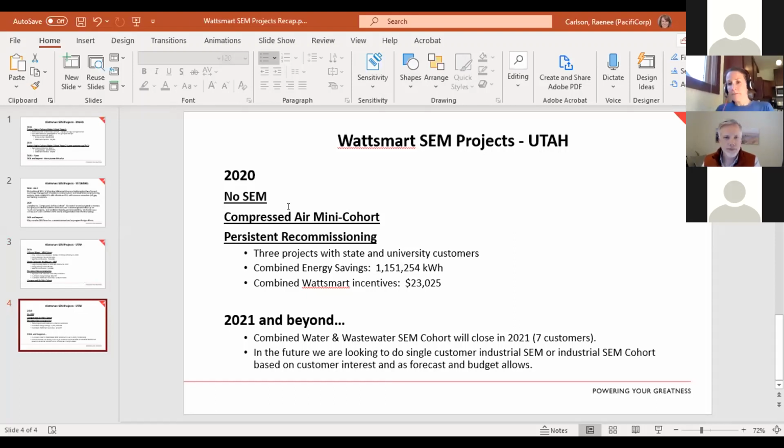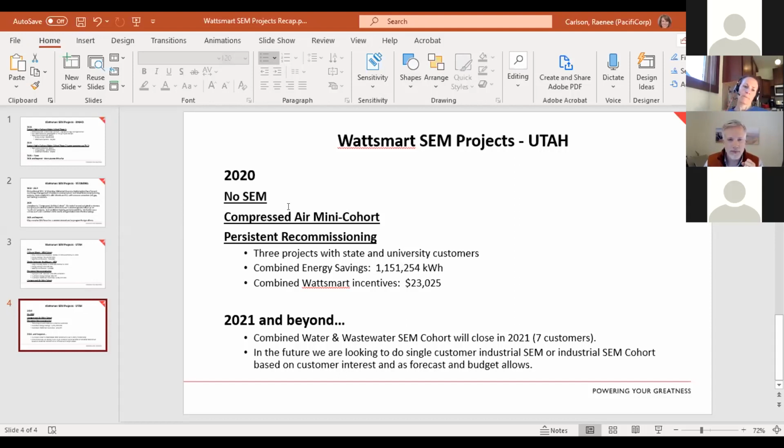And then this year, we'll have another project close for a cohort, which started last year and is finishing this year. It's unique in the sense that it is a culinary water and wastewater combined cohort. For this one, it's 7 customers. We did do this mostly remotely because of COVID. So that was a good way to test the remote workshop format, and Cascade has done a great job adapting to a remote workshop.